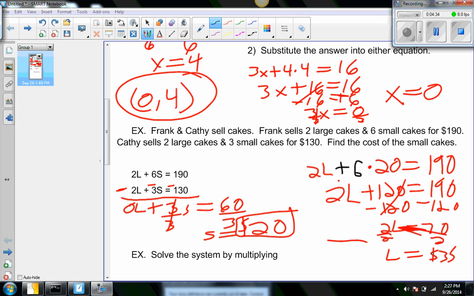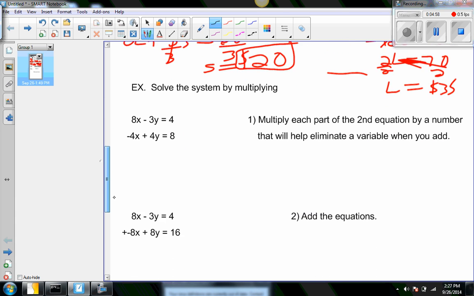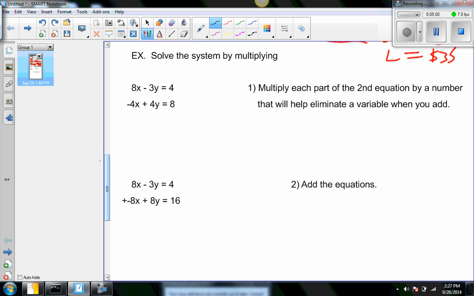And if you want to plug it back in to see if it worked, 2 times L would be 70. And 6 times 20 would be 120, and that would work. 2 times L again would be 70. And 3 times S would be 60. And so 70 plus 60 is 130, so it works. So we're still using the same method, we're just solving a story problem. So here's another one.